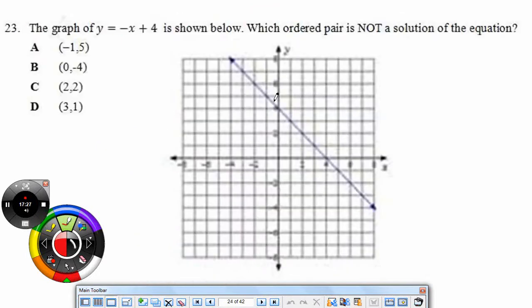23, which ordered pair is not a solution? So we would just look to see. We can see 2, 2 is a solution. 3, 1, we can see that one. Negative 1, 5 is on the line, that's good. So 0, negative 4 is the only one. You can either see from the graph, or you can just plug it in to the equation and see if it satisfies the equation.